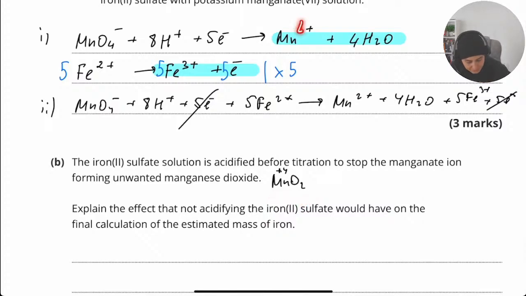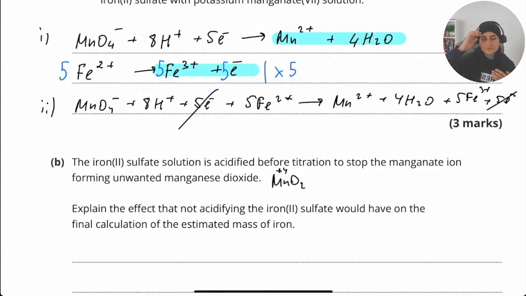Well, if it went to manganese +4, and then there would be 2 oxygens, manganese would have to gain fewer electrons. Because here manganese is +7, so it needs 5 electrons to go to 2 plus. If it was +4, it would need 3 electrons instead of 5. So the ratio would have been 1:3. So it means that we would need a larger titer, because instead of accepting 5 electrons, it would only be able to accept 3. That means we would calculate larger moles of iron and we would estimate a larger mass of iron.